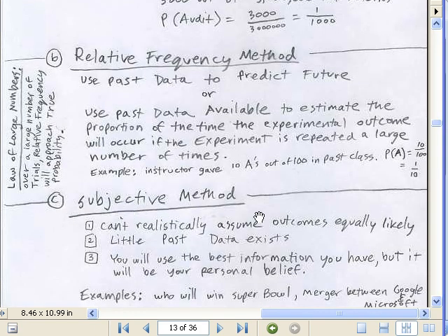And then there's the subjective method. This is when you can't realistically assume that the outcomes are equally likely, and you have little past data. And guess what? This will be called your personal belief. You'll still use the best information you have, but part of this is just using intuition, and so therefore it's your personal belief.